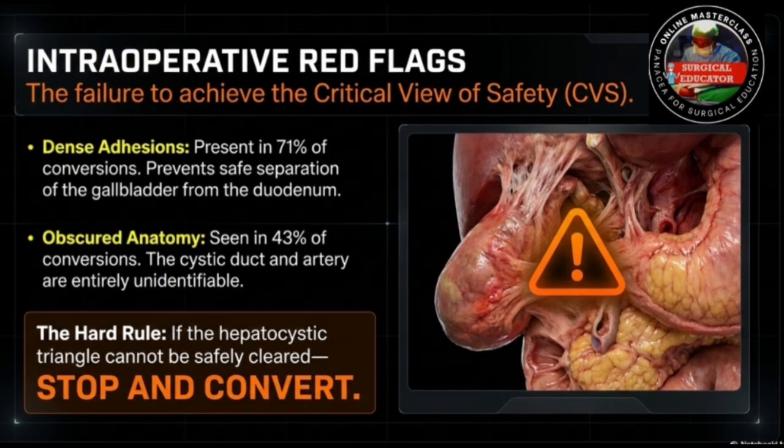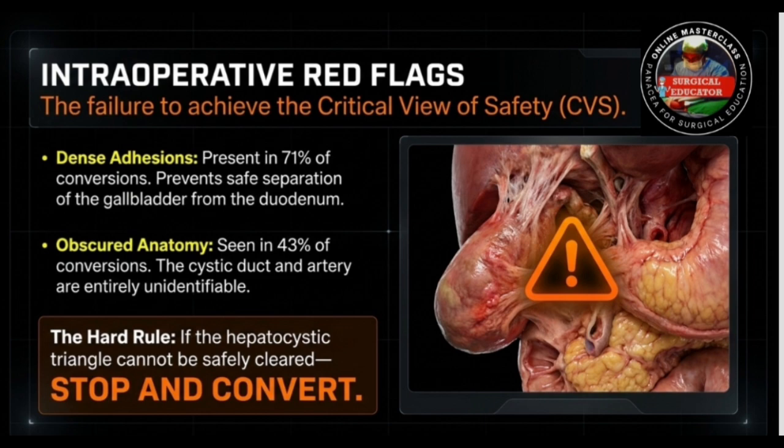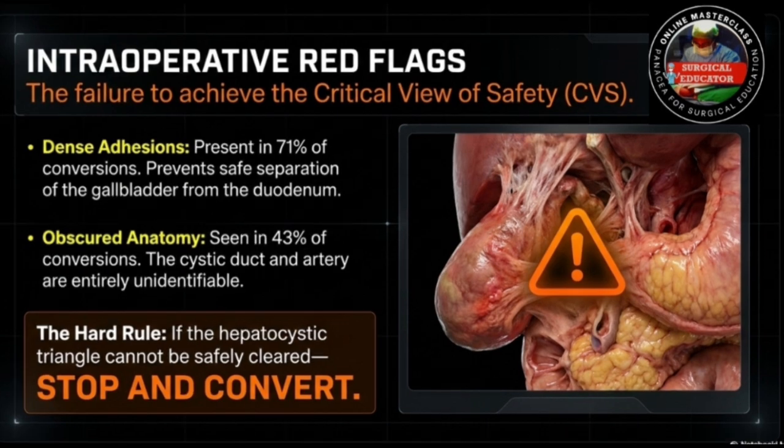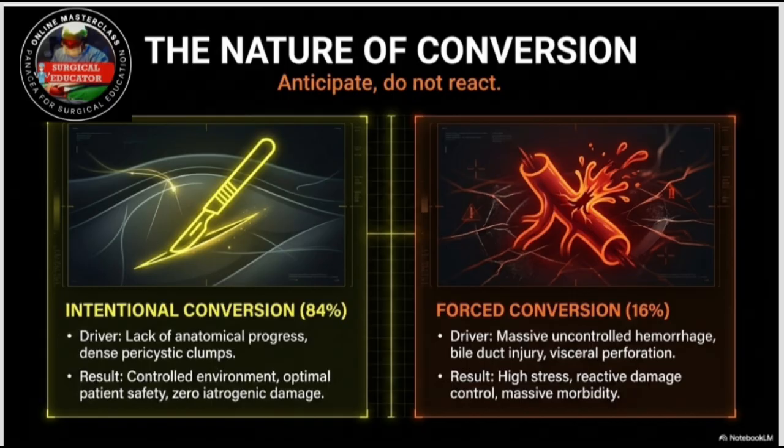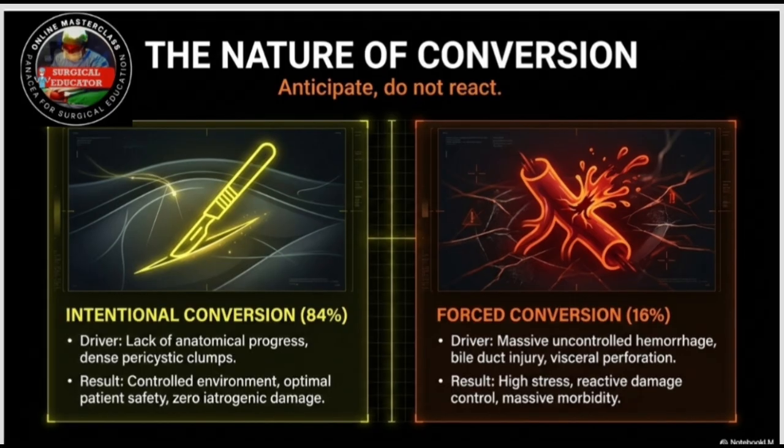You must clear all fat and fibrous tissue away, peel the bottom third off the liver, and conclusively prove there are exactly 2 structures entering the gallbladder. If you can't clear that window, the CVS has failed. And when it's failed, you convert. But as slide 9 reveals, not all conversions are equal. The mantra here is, anticipate, do not react.